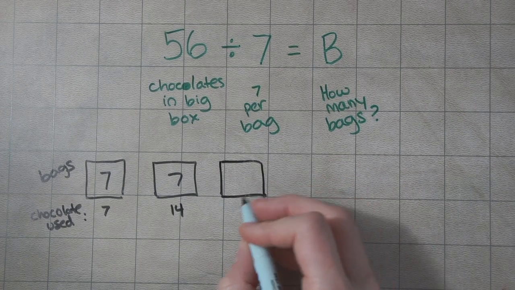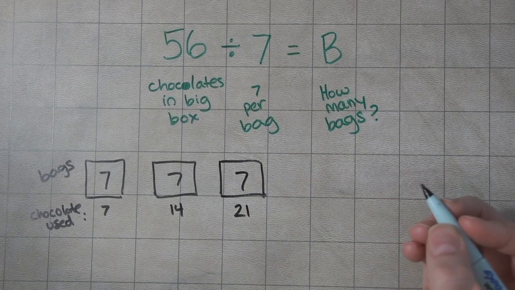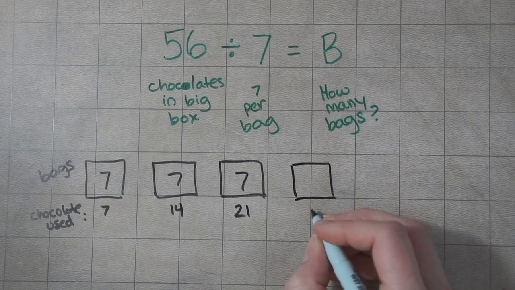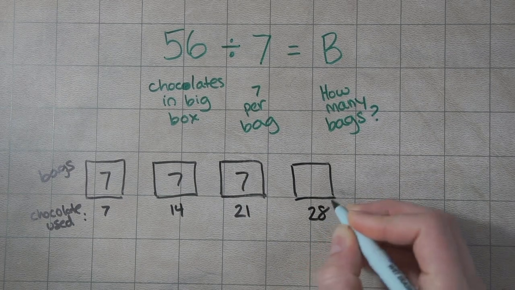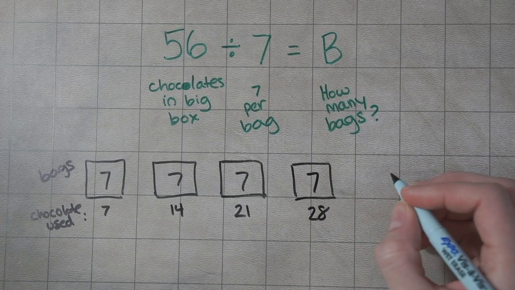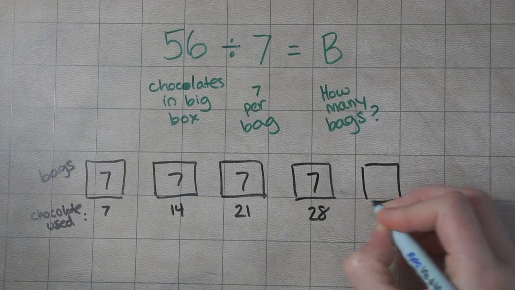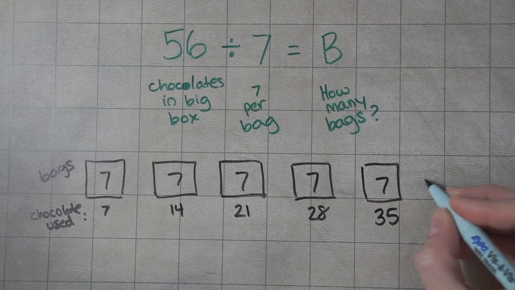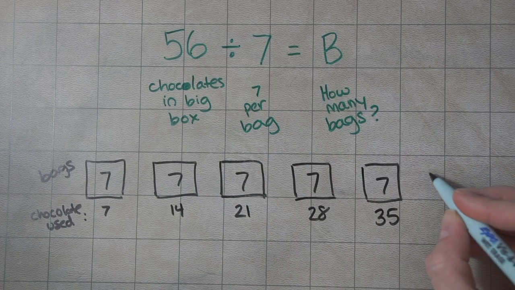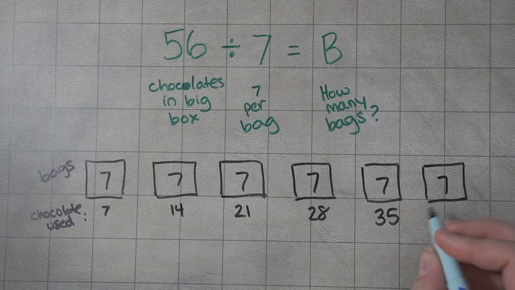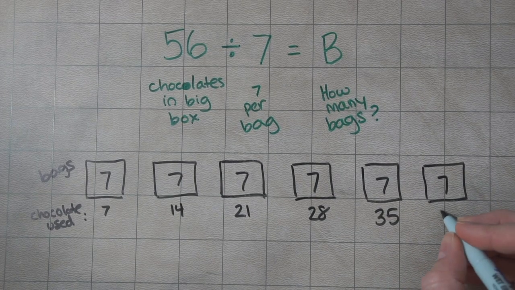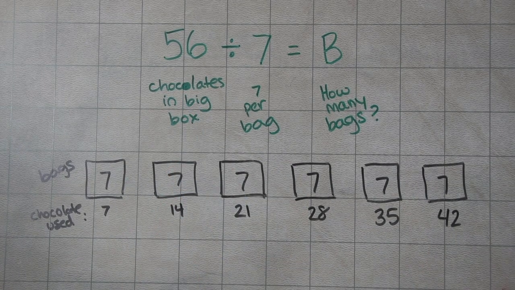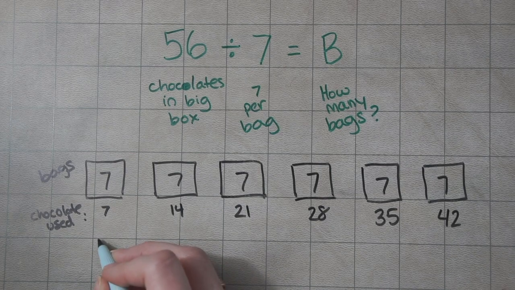7, 14, 21. That's 3 bags of 7. 7, 14, 21, 28. We've made 4 bags of 7. 28 and 7 more, that's 35. Whew, this is a lot of bags of chocolate that we had to make. 35 and 7 more, that's 42. We've used up 42 of the chocolates, making our bags of 7. Let's keep going.